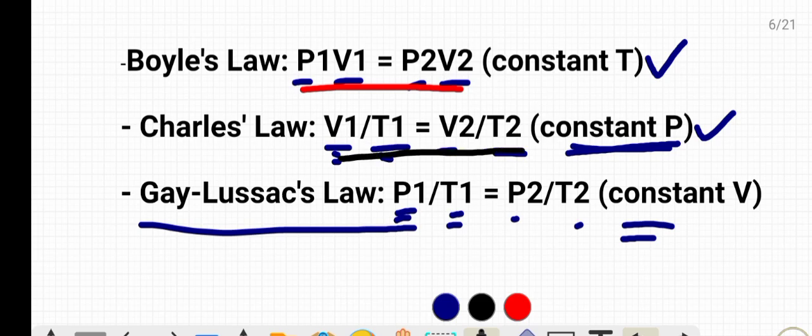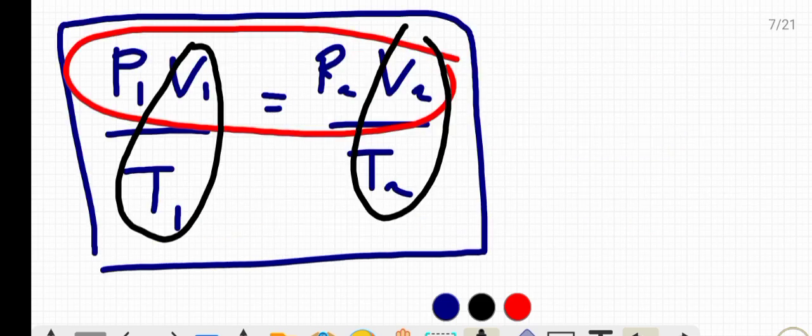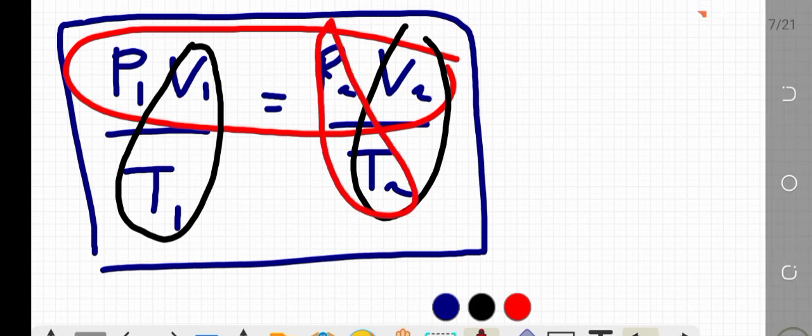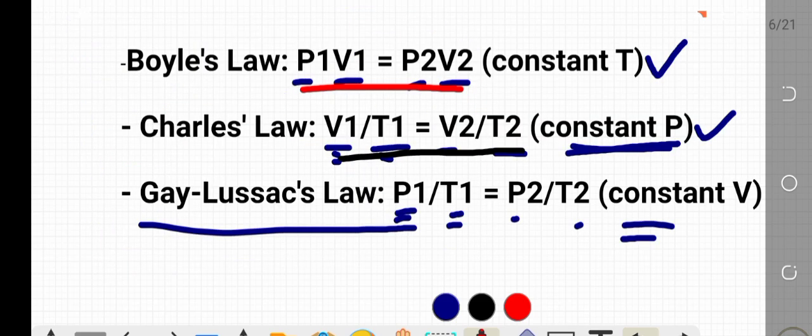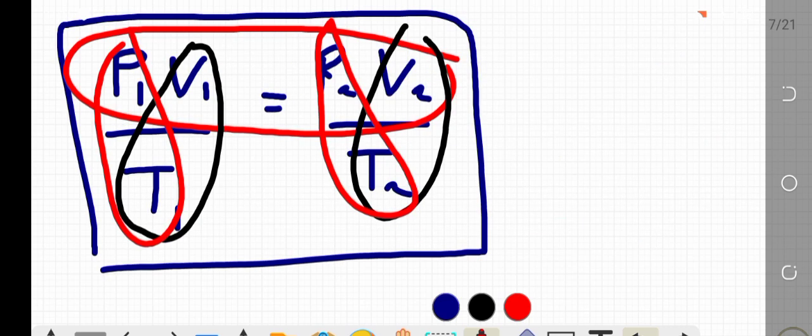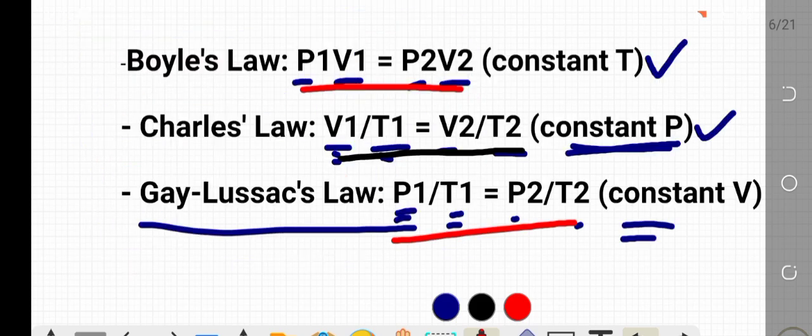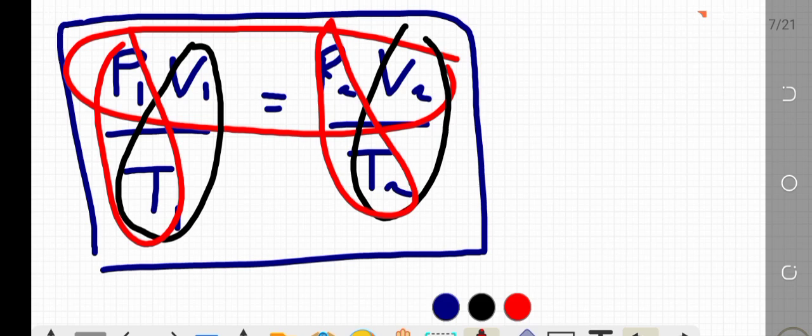If we get this remaining part here and this remaining part here, what we are going to have is Gay Lussac's law. So in short, this expression combines all of these gas laws and their equations. Let me just write them independently.